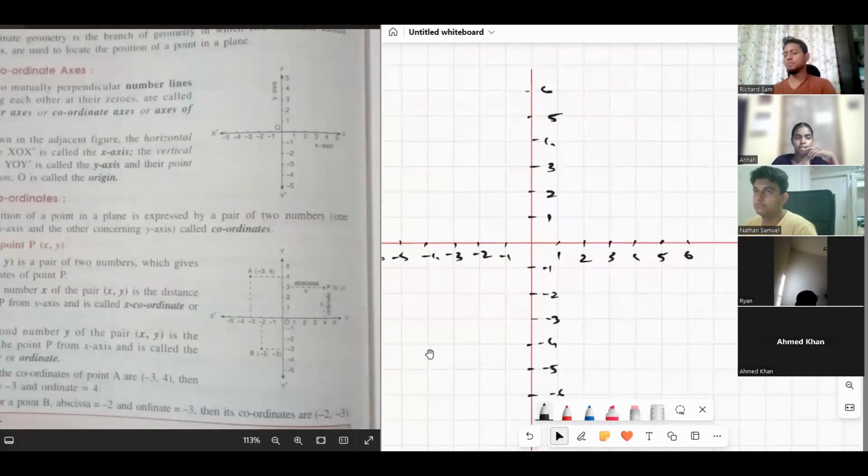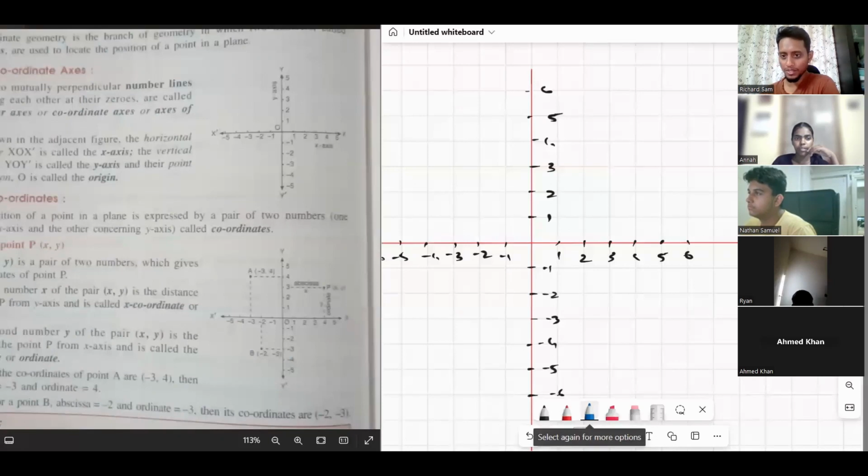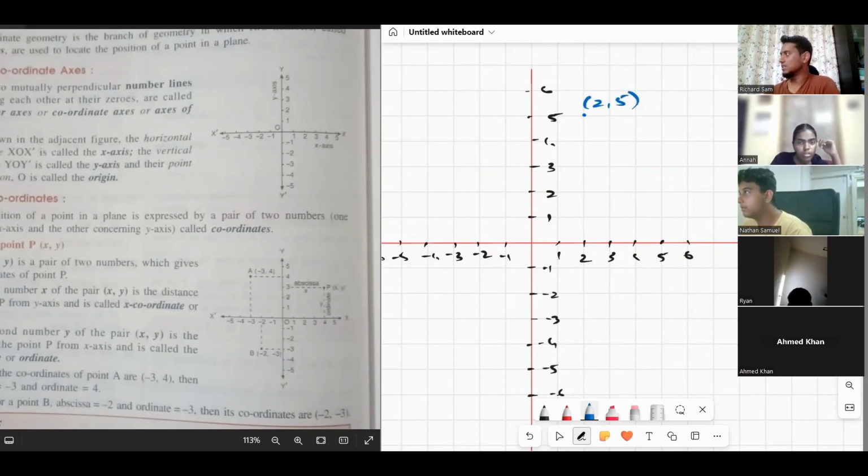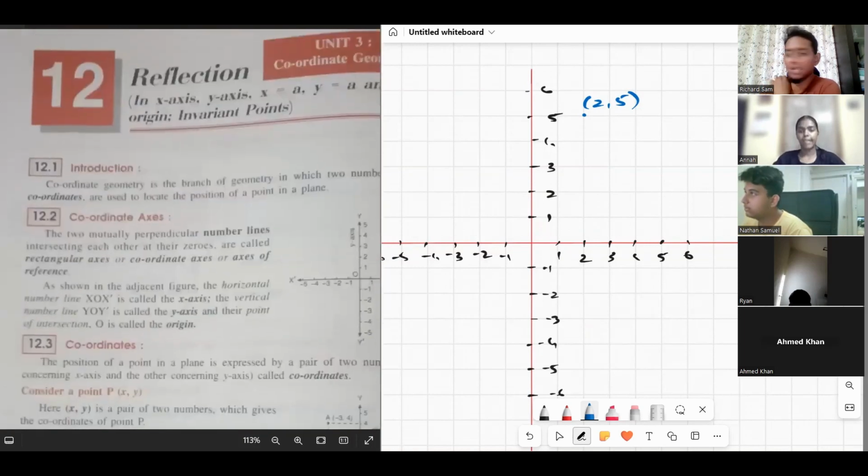Now, do you know how to name any point on this? Let me write a point and you tell me what is the name of that point. What is this point? 2, 5. Right, 2 on the x-axis and 5 on the y-axis. Now this point can be reflected. Chapter is reflection. So this point can be reflected at different planes or different lines. So we can reflect it along the x-axis. Okay, let's do that first.